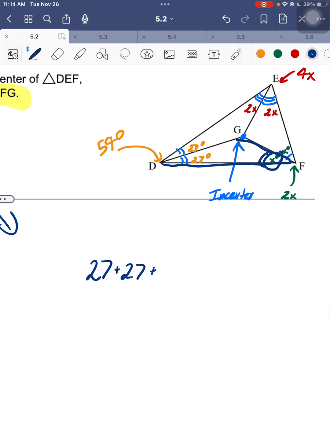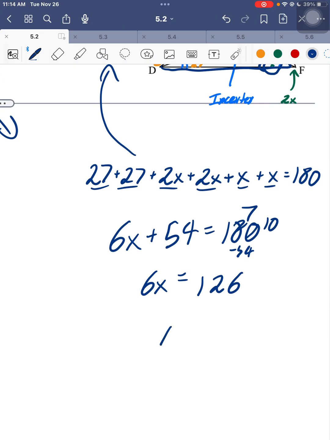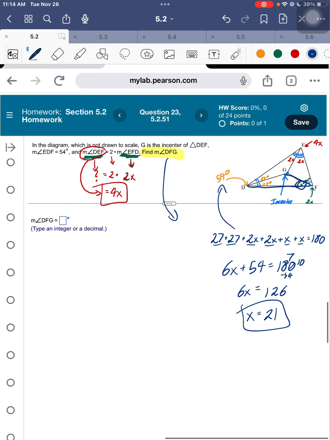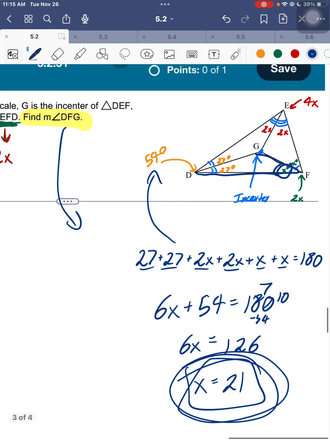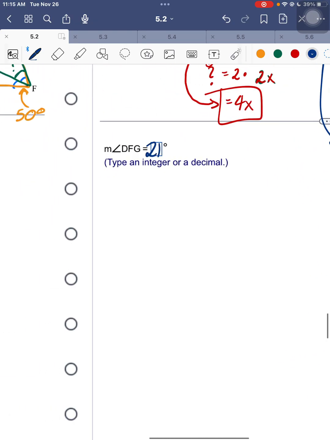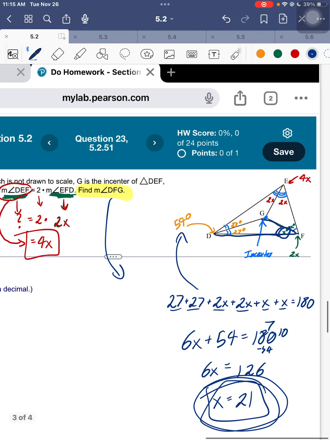So let's do 27 plus 27 plus 2x plus 2x plus x plus x equals 180. So I have 2, 4, 5, 6, 6x. What's 27 plus 27? We already did it right here. It's 54. Plus 6x equals 180. What is 180 minus 54? 126. I don't have my phone on me right now, so I can't use a calculator. All right, divided by 6, which is going to be 21. So my x is 21. So if I have my value of x, what was the value of my DFG again? It was just x. So that's it. My value of DFG is 21. Okay? I know that's tricky, guys, but it's only tricky because of the setup. Once the setup is complete, it's everything we've done these whole couple weeks, right?